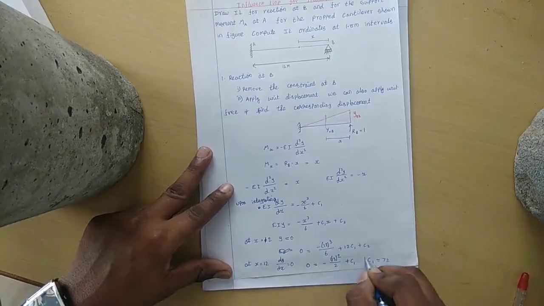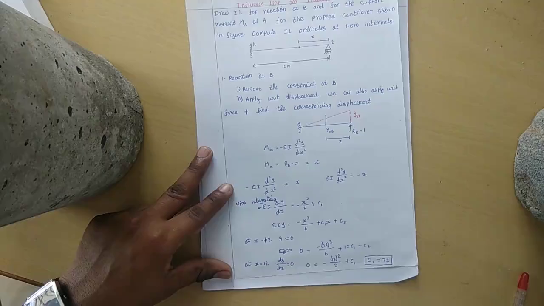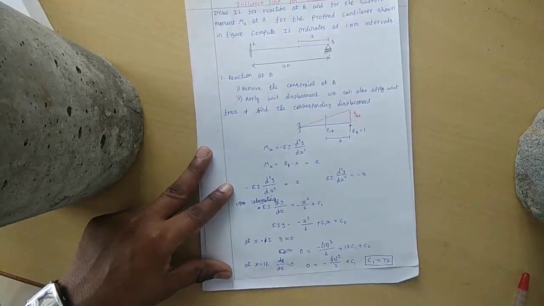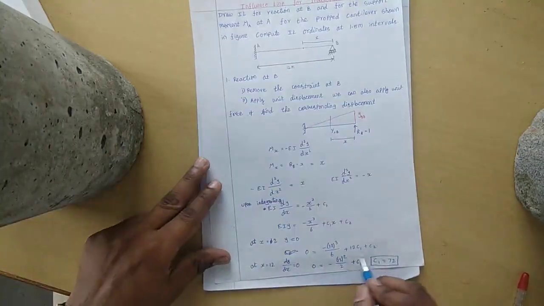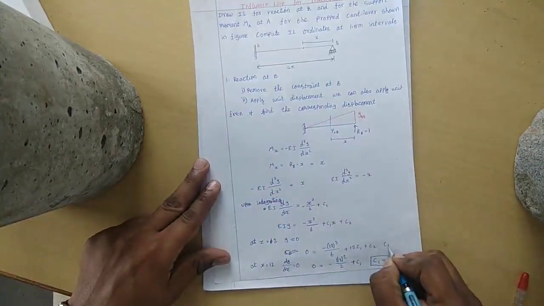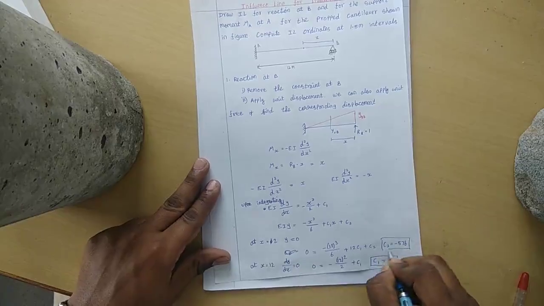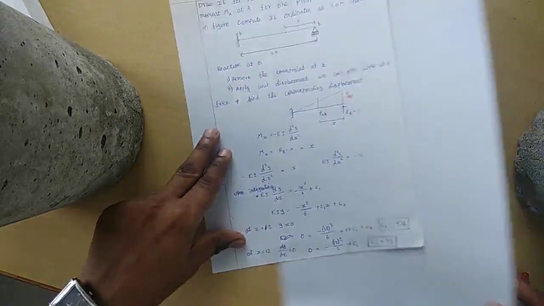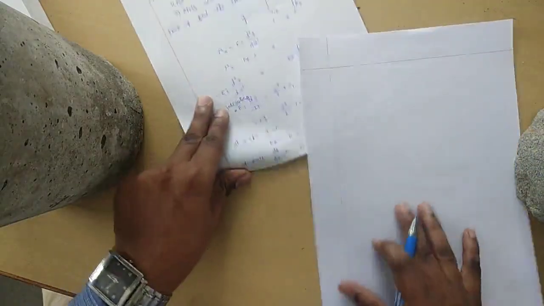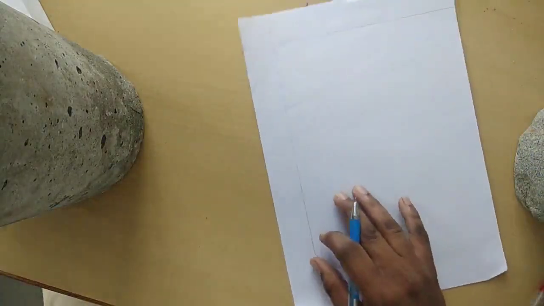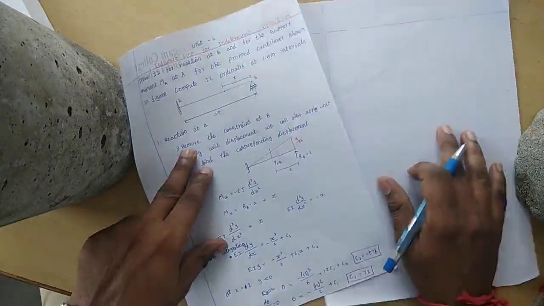And if you substitute the value of C1 in this equation, we will get the C2 value as minus 576. So we have calculated the value of C1 and C2. Next, what I am going to do is rewrite this equation.